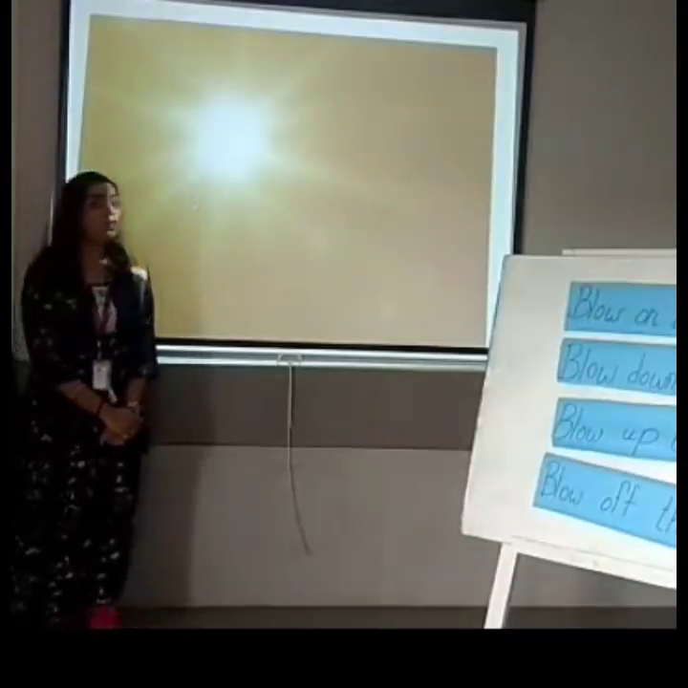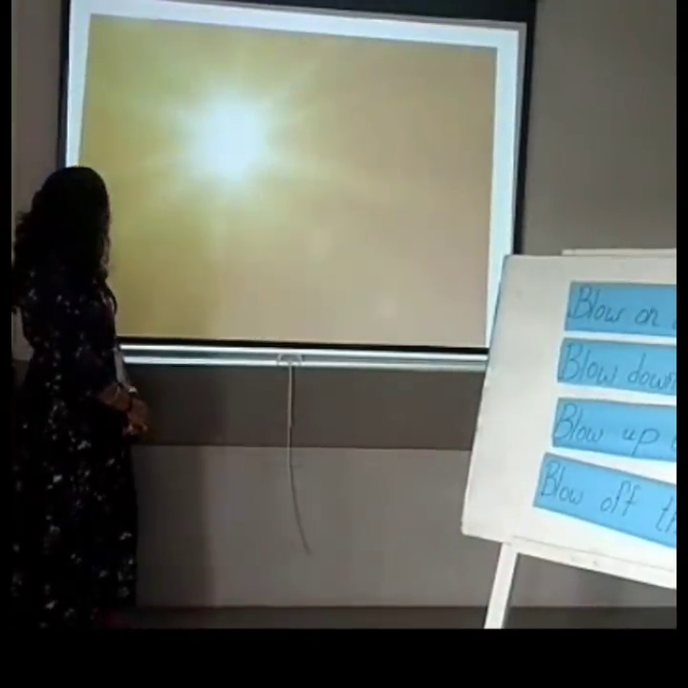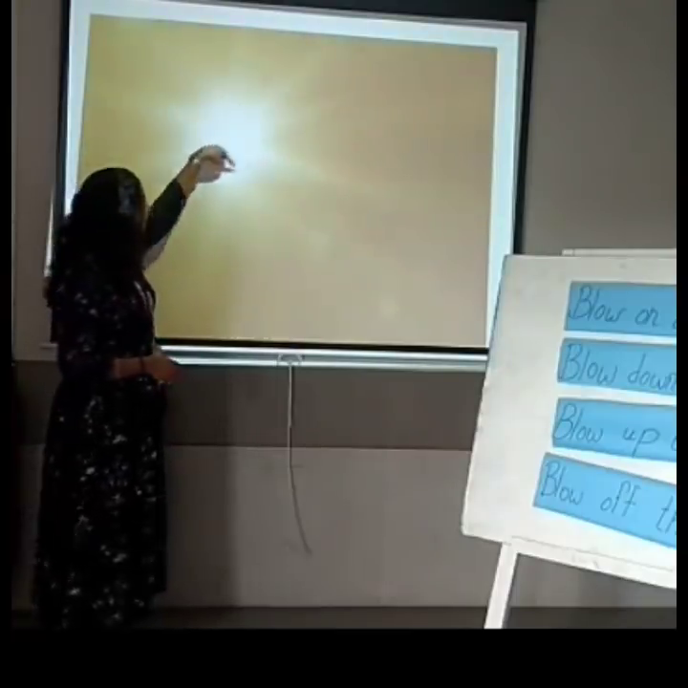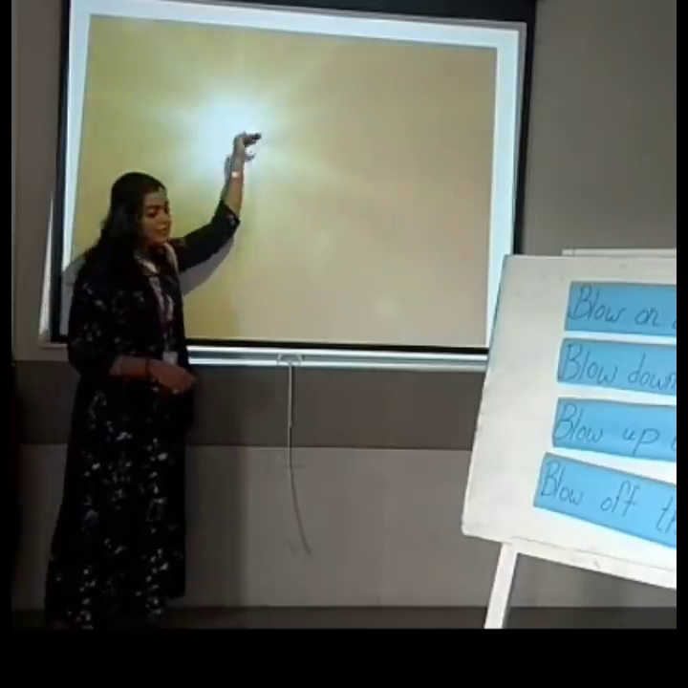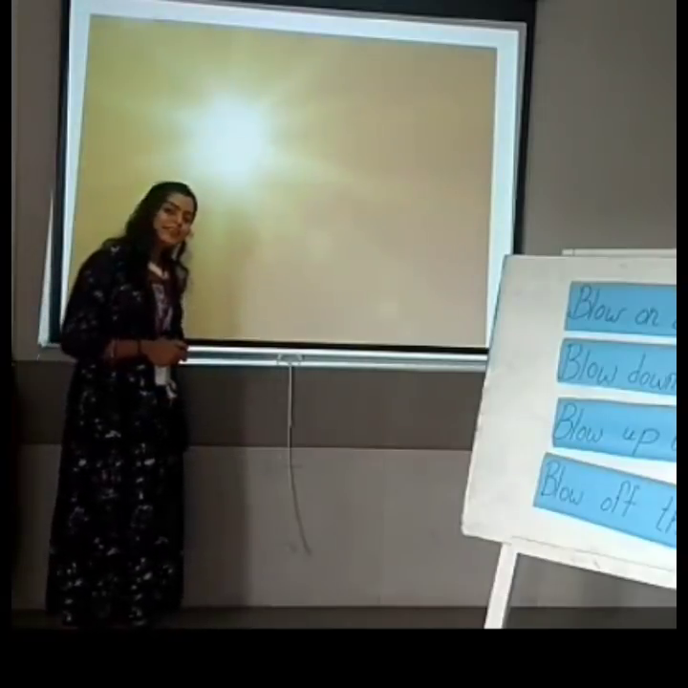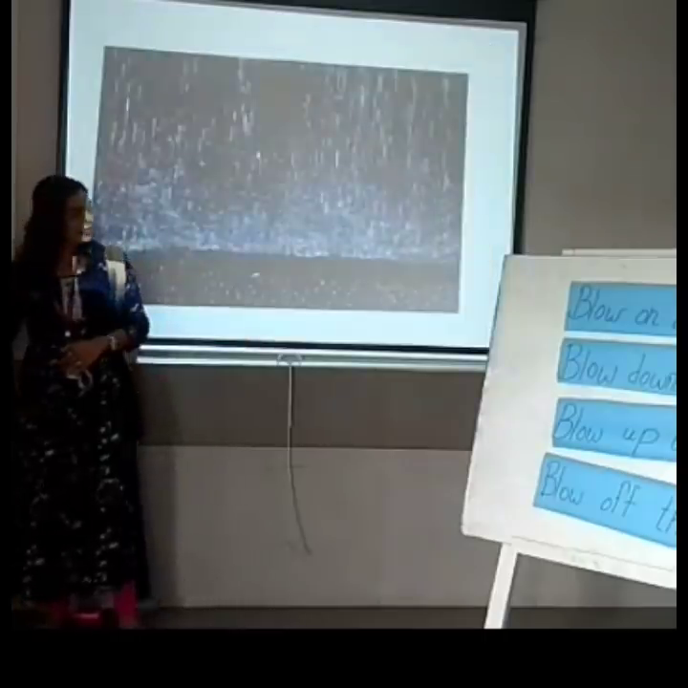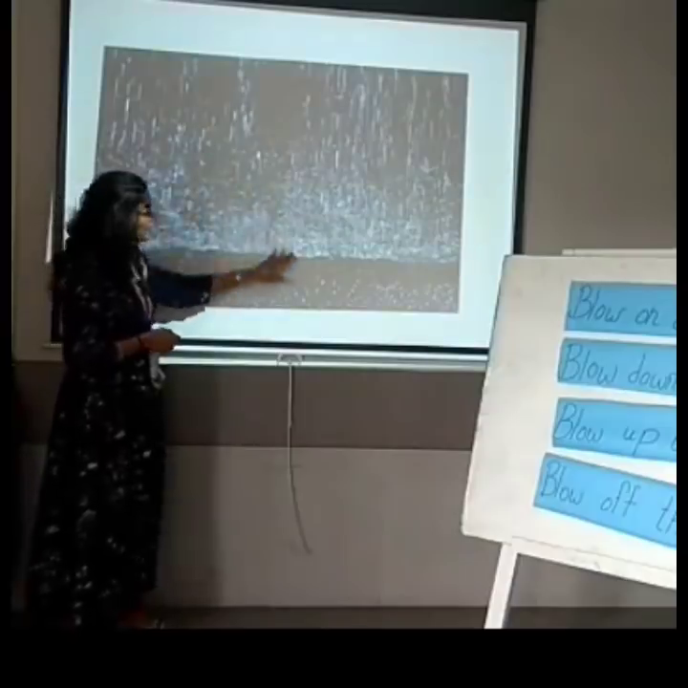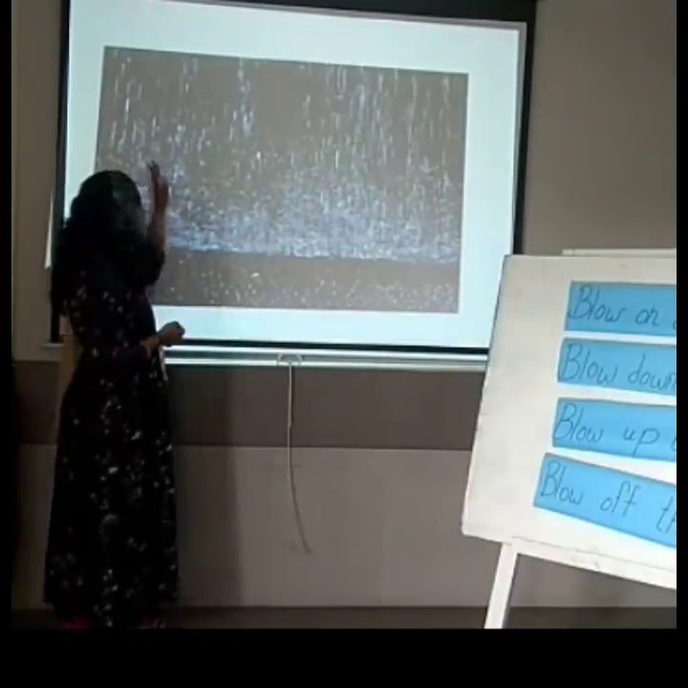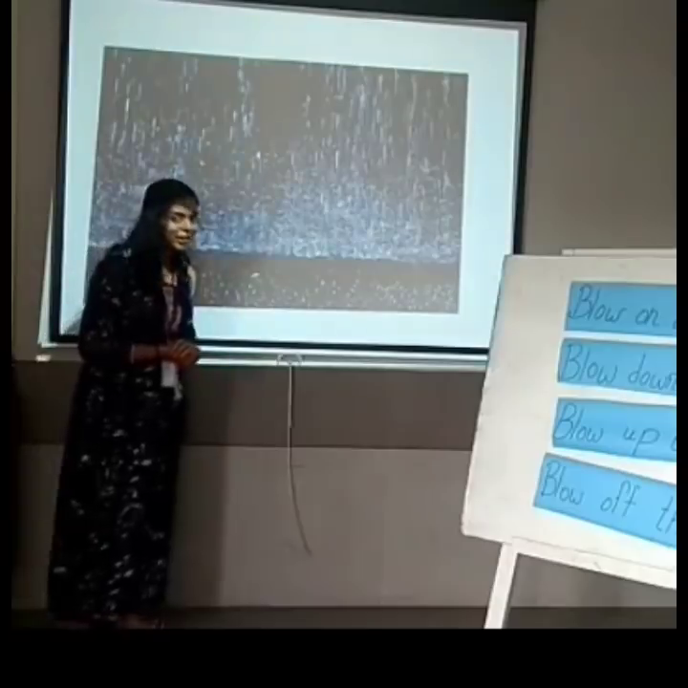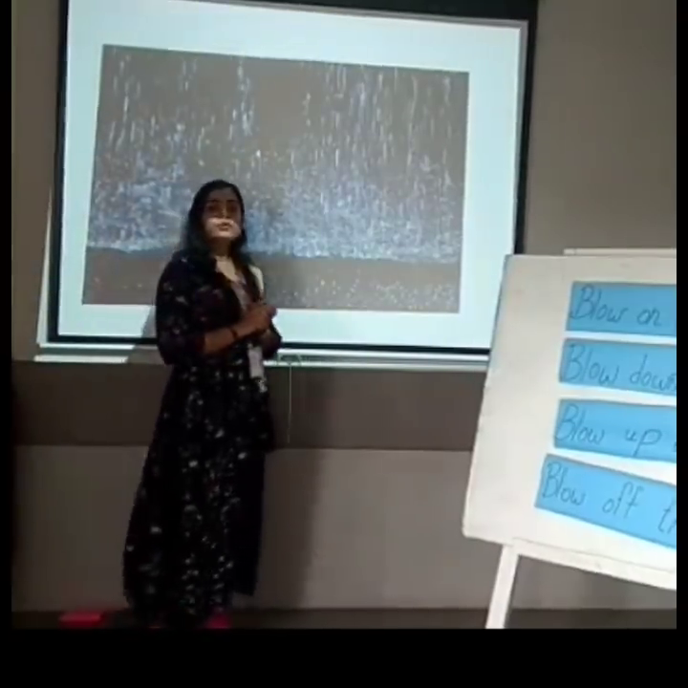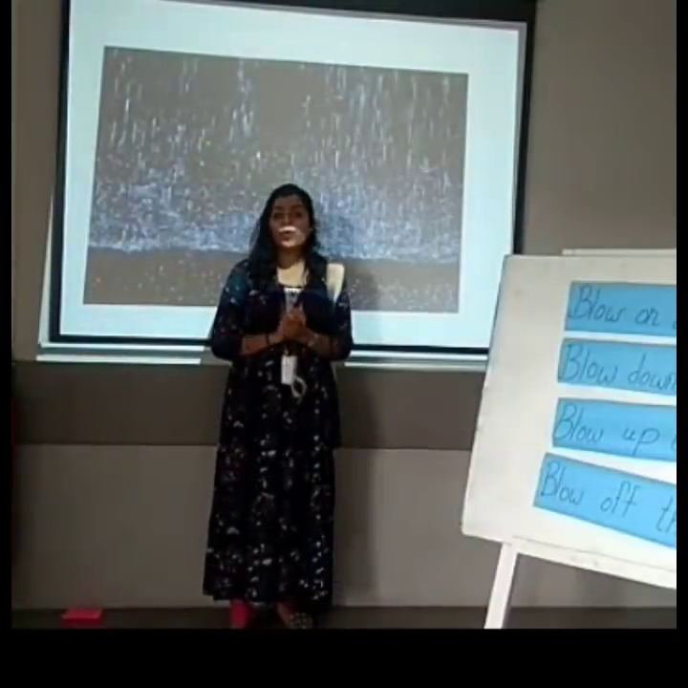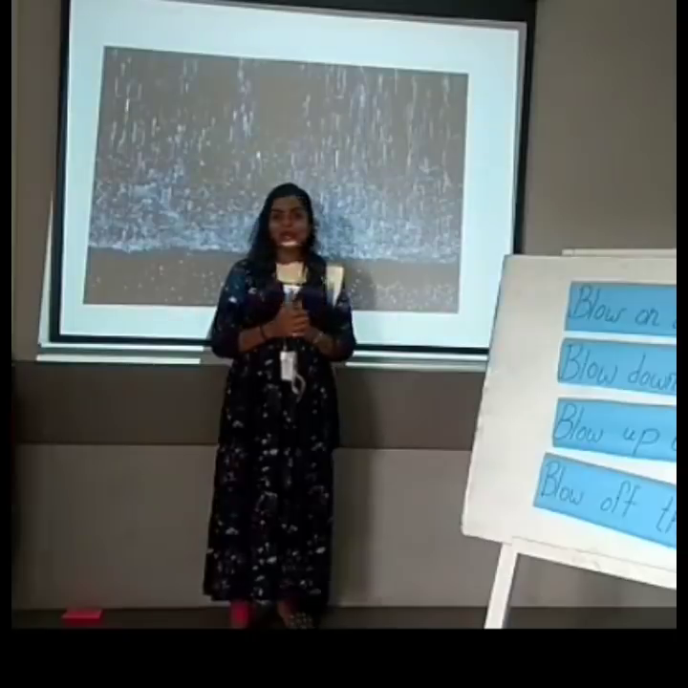Next, what is this picture, children? These are the sun rays and the sun is giving us sunshine. Good children. Next. Wow. Raindrops. Wow. See, little wind also blows off the rain. Okay. I know many of you like to get wet in the rain, right? But kids, stay home. Okay. Don't get wet in the rain, kids.